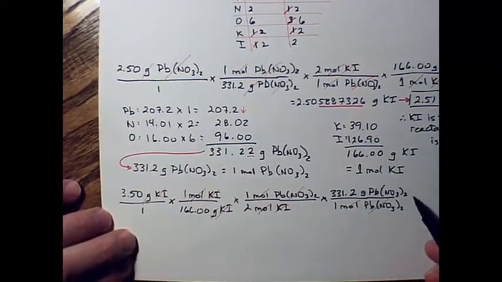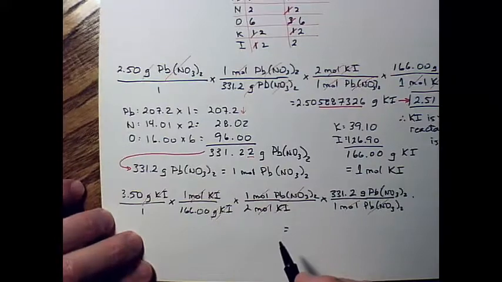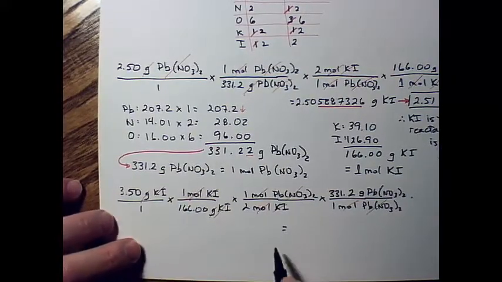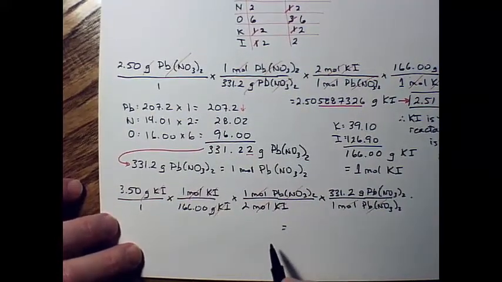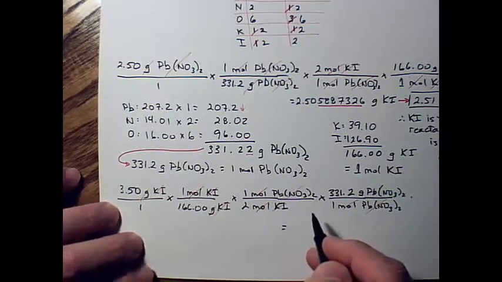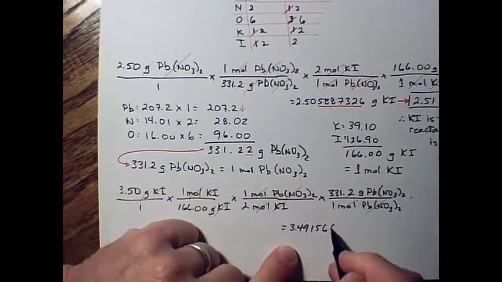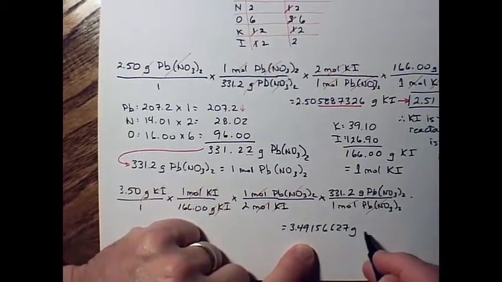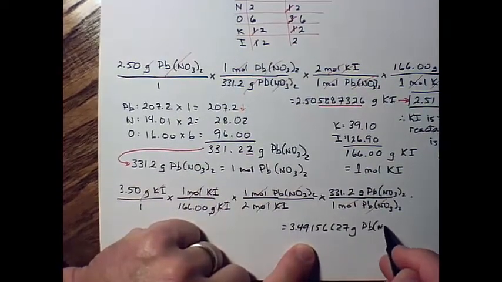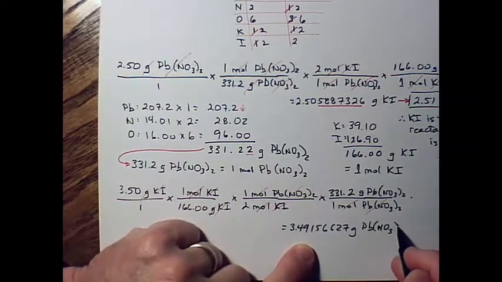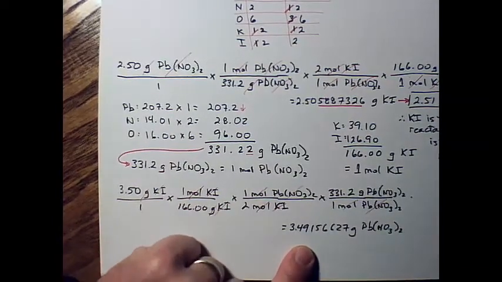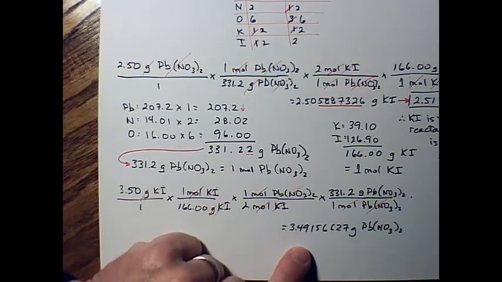Okay, Maddie, since you did this, what mass did you get here? What total mass? I got 3.491566. Okay, and that's grams of lead 2 nitrate. I thought you said it was going to be the same. It'll give you the same answers. It doesn't give you the same numerical answer. It will tell you the same thing about excess and limiting reactants.